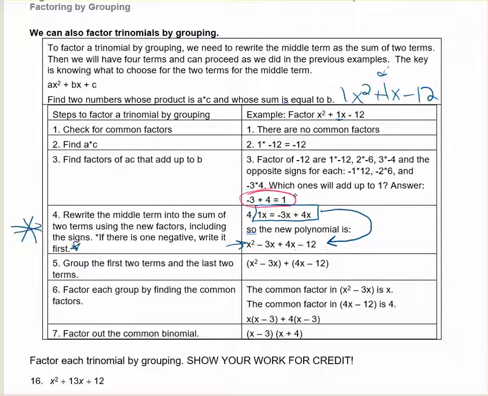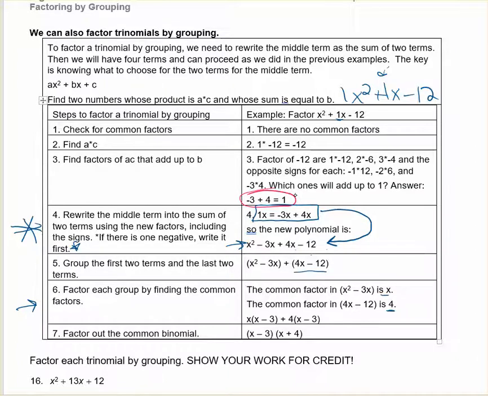Next, we factor by grouping the same as you've done on the rest of this worksheet. We put parentheses around the first 2 terms and parentheses around the last 2 terms. If it's a plus, it makes it easier to factor. If it's a minus here, we have to change this sign, but it's a plus. So I'm just going to go ahead and do the next step. I'm going to factor each group by finding the greatest common factor. So in x squared minus 3x, the greatest common factor is x. In 4x minus 12, the greatest common factor is 4.